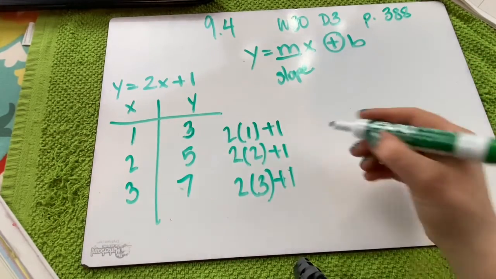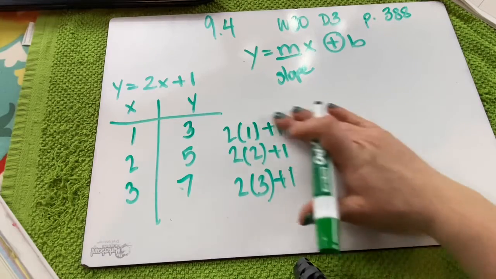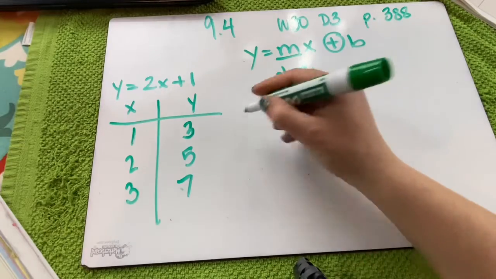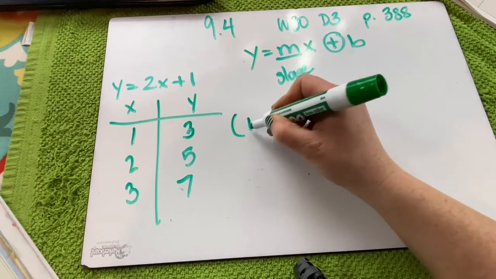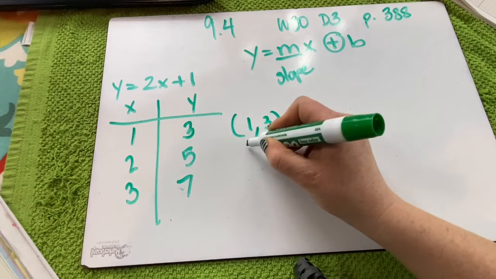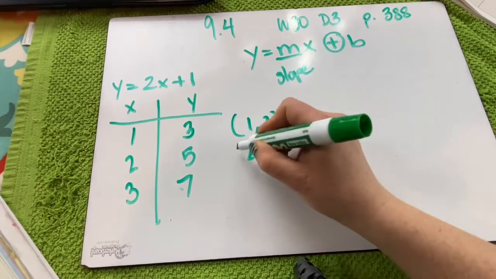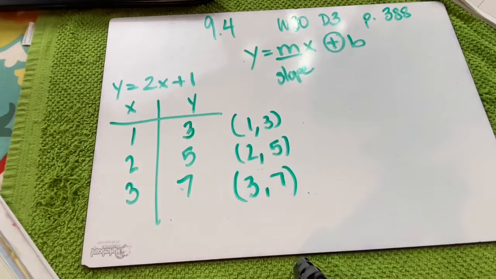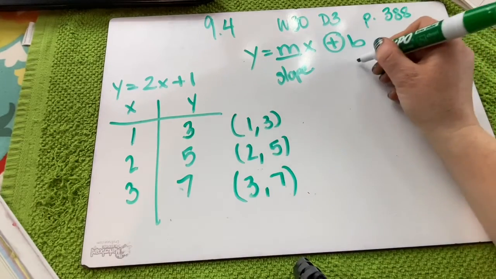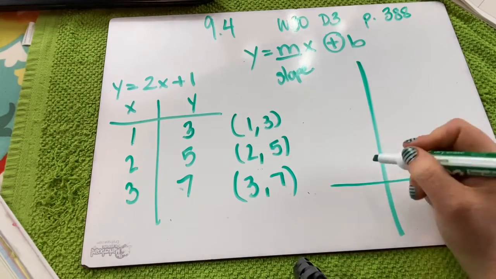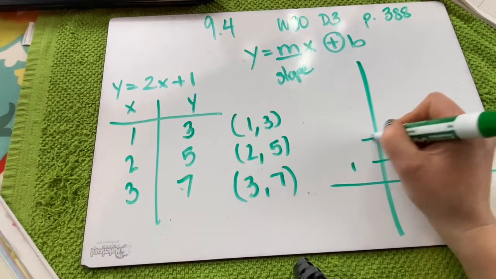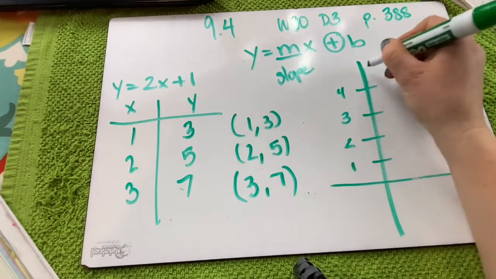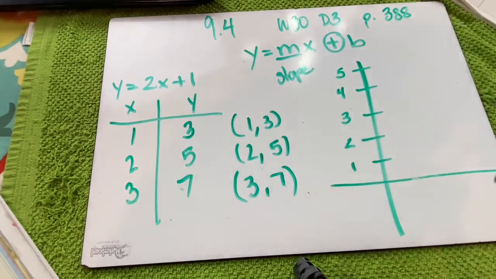So that gives me these ordered pairs, so I'm going to erase that part. These ordered pairs, and when you do ordered pairs, those are your graphing ones. So we have 1, 3, right? And then 2, 5, and then 3, 7, right? Like that. Okay, when you graph these things, you go up by 1, 2, 3, 4, 5, right?